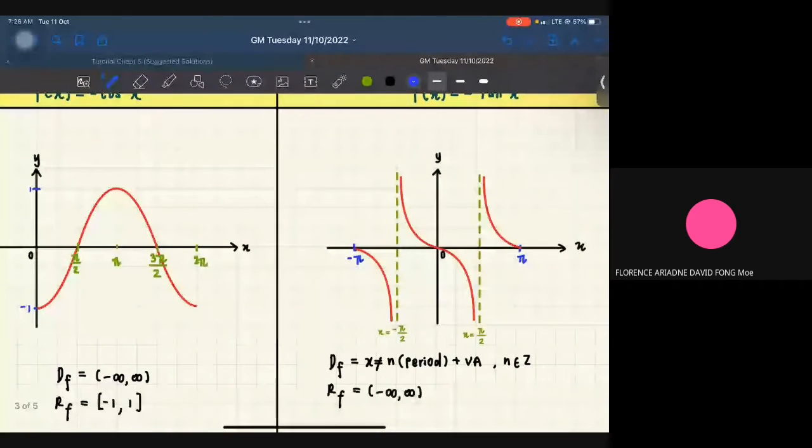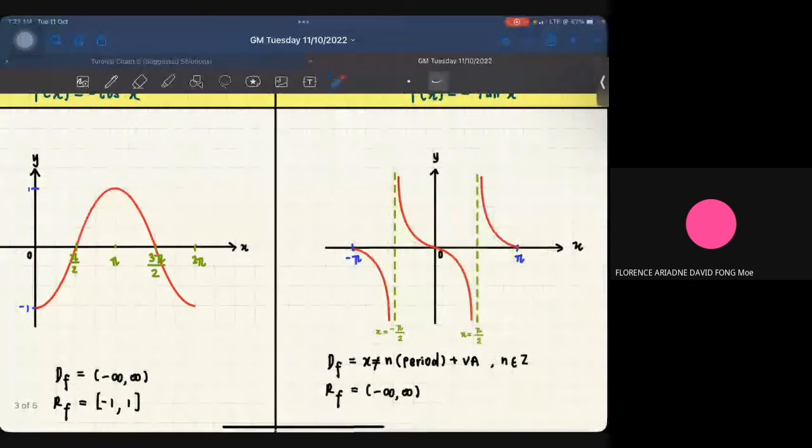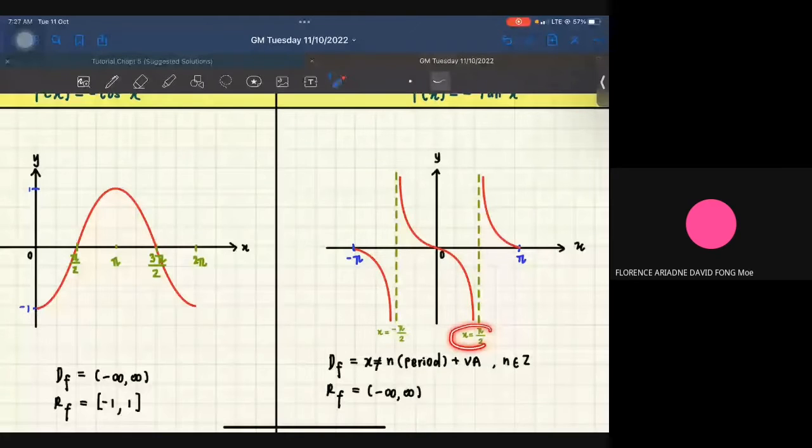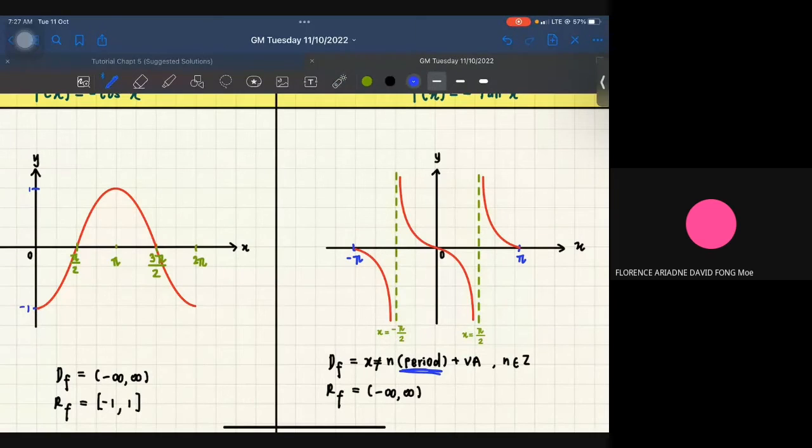So how do I know my period is pi? Because from here, I already calculated earlier. From here to here, what is the distance in between? I take pi over 2 minus negative pi over 2, so I will get pi. That's why our period is equal to pi.